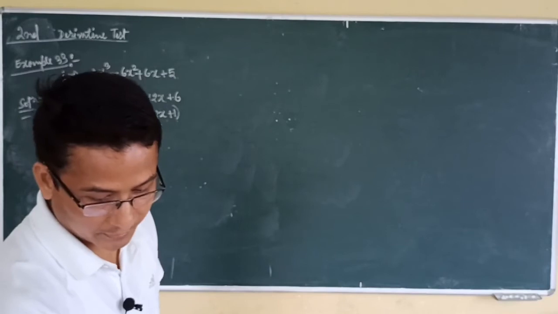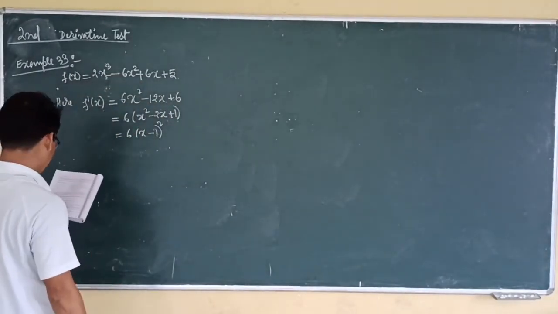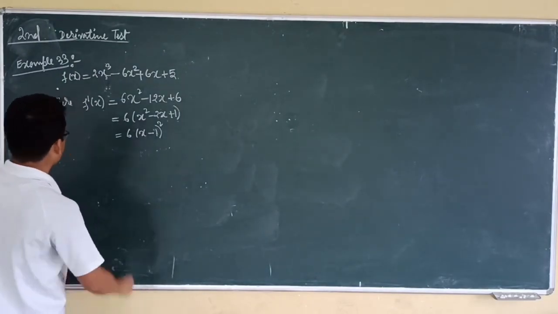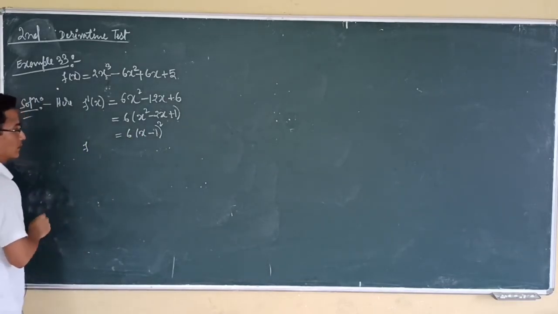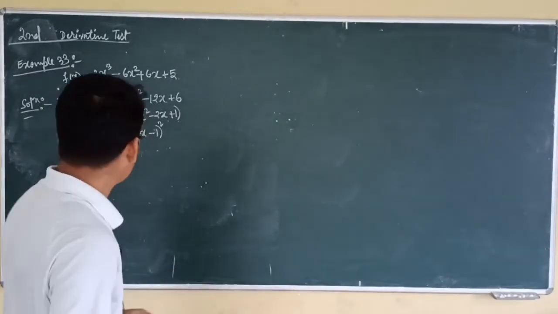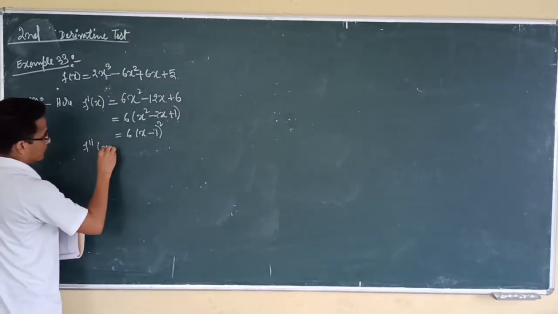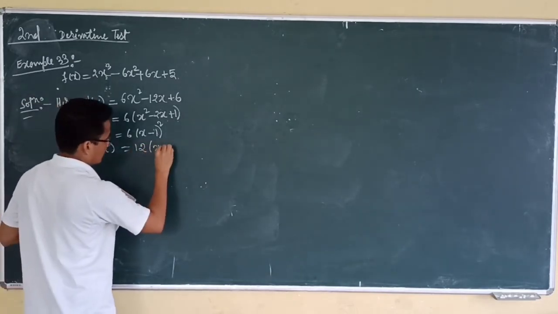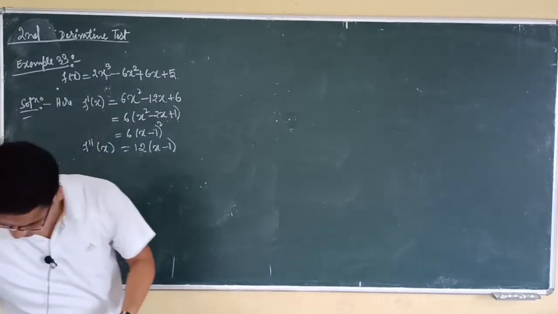Now we are going to find the critical point first. First we are going to find f dash x. Okay, f dash x I have found from there. So if I am going to find f double dash x, then this will be 12 into x minus 1. Okay, this is f double dash x.